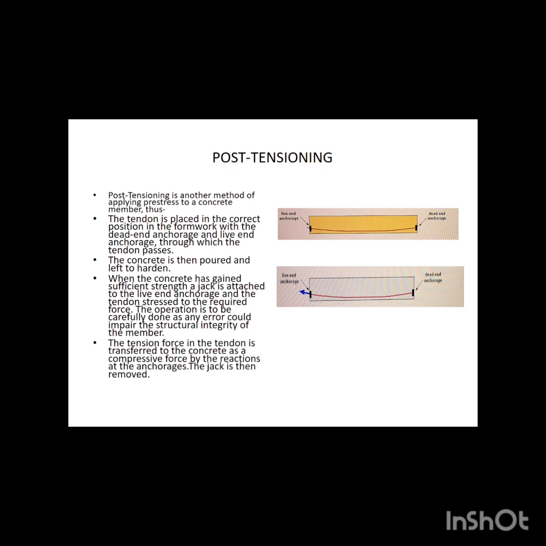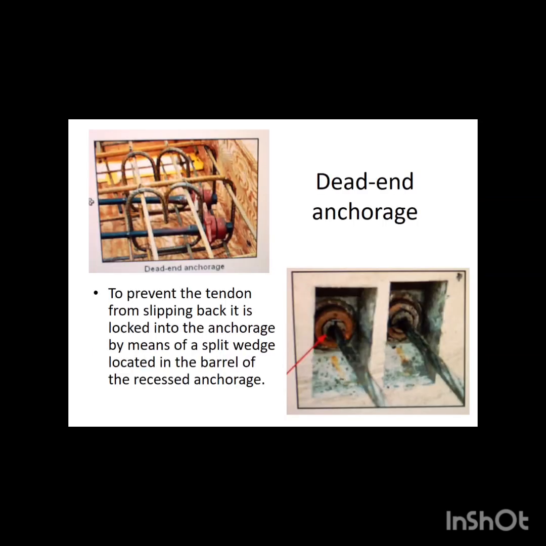When concrete has gained sufficient strength, a jack is attached to the live end anchorage and the tendon is stressed to the required force. The operation is to be carefully done as any error could impair the structural integrity of the member. The tension force in the tendon is transferred to the concrete as a compressive force by reactions at the anchorages. The jack is then removed.